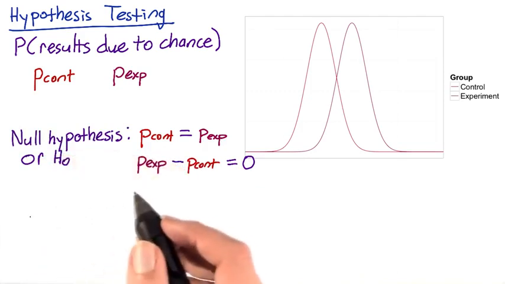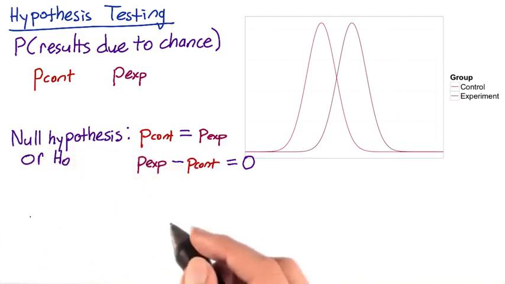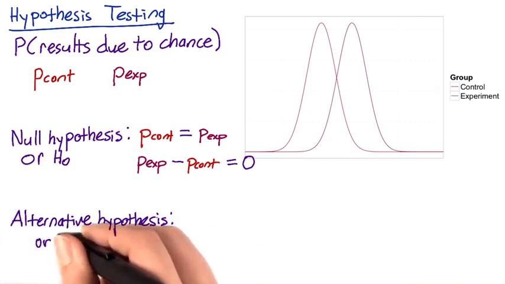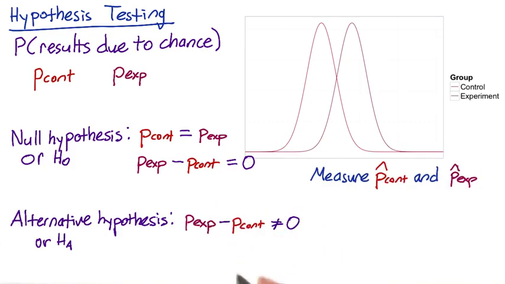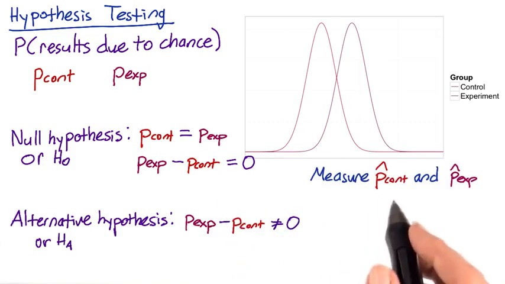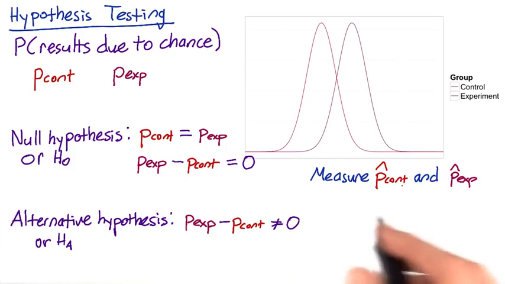We also need a hypothesis about the results if the experiment does have an effect. This is called the alternative hypothesis, or HA. In this case, if changing the button color does have an effect, we expect that p-experiment minus p-control is not equal to 0. Once we've defined these hypotheses, we can estimate p-control and p-experiment from the data we've collected.